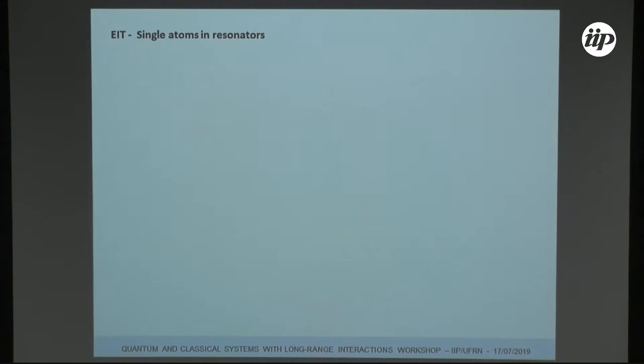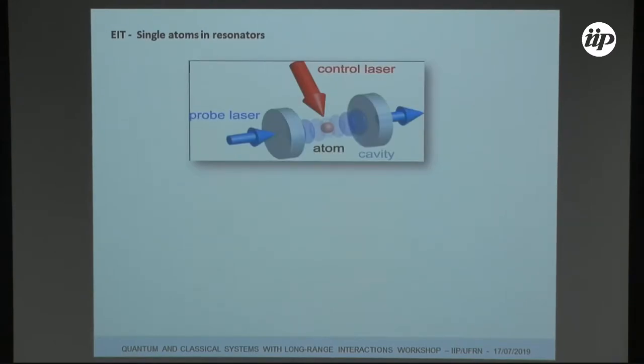And many others. So I personally have been working with single atoms in cavities. I have been studying EIT with single atoms in optical cavities.